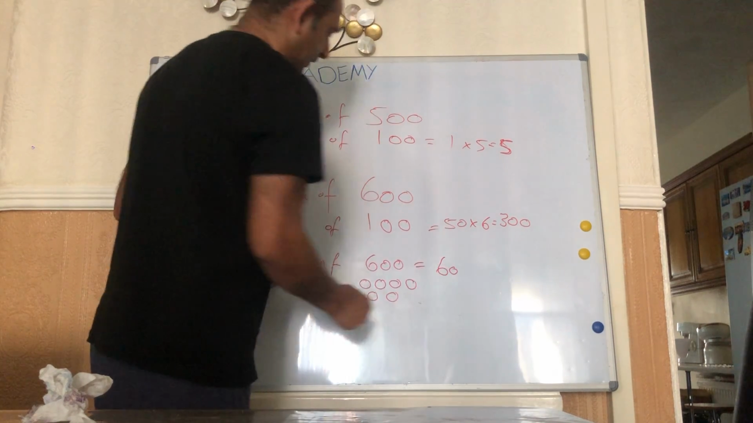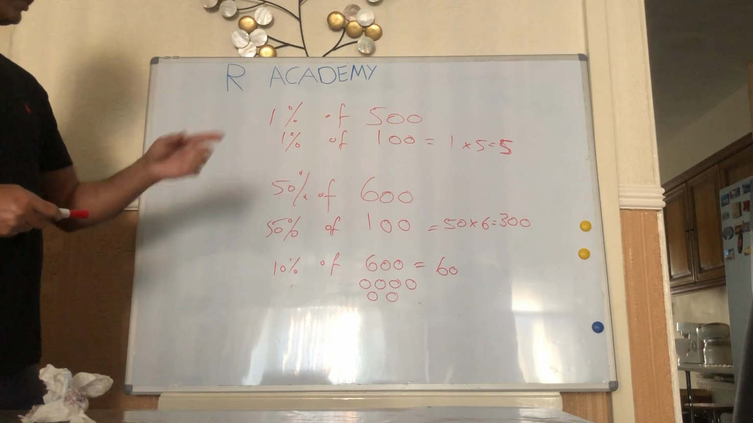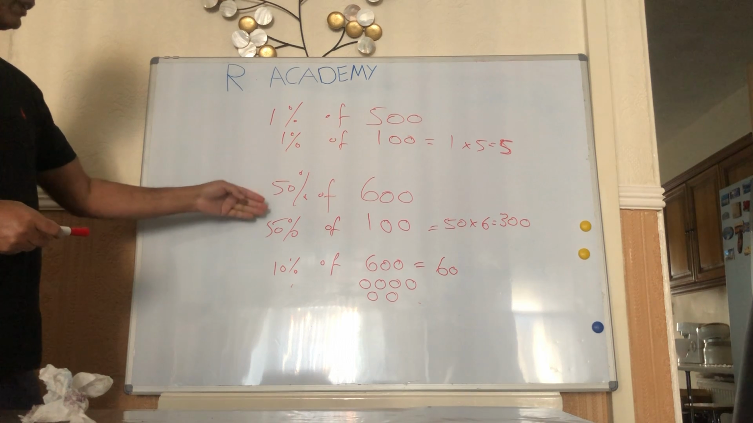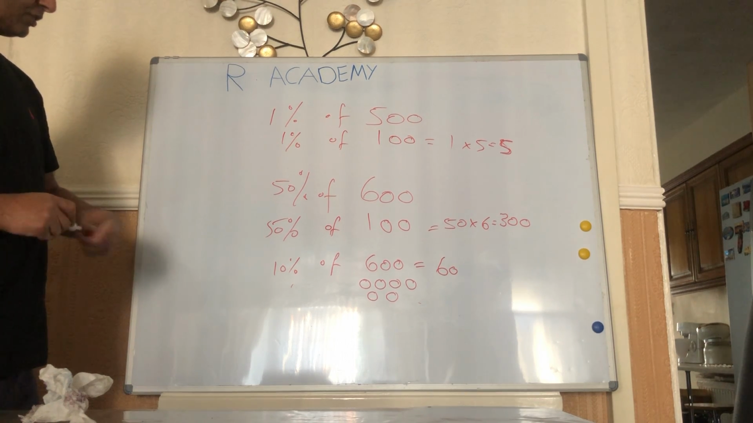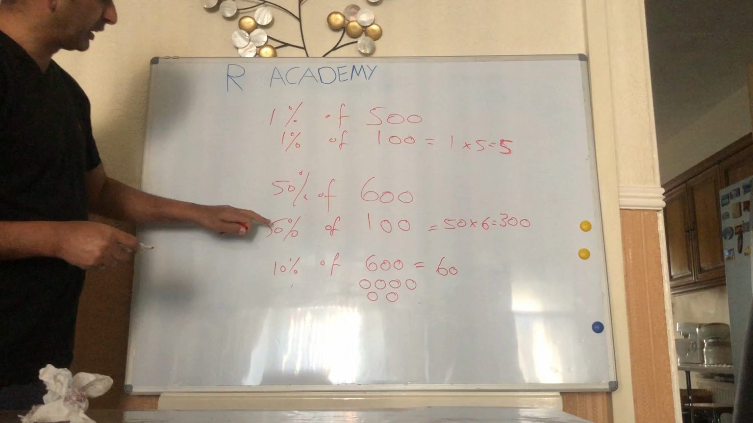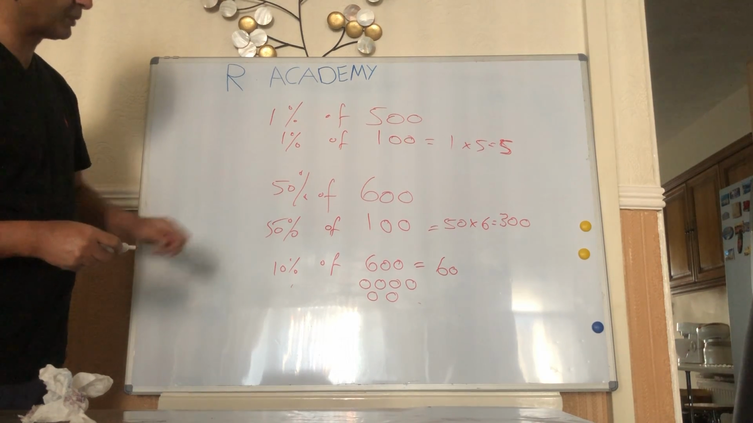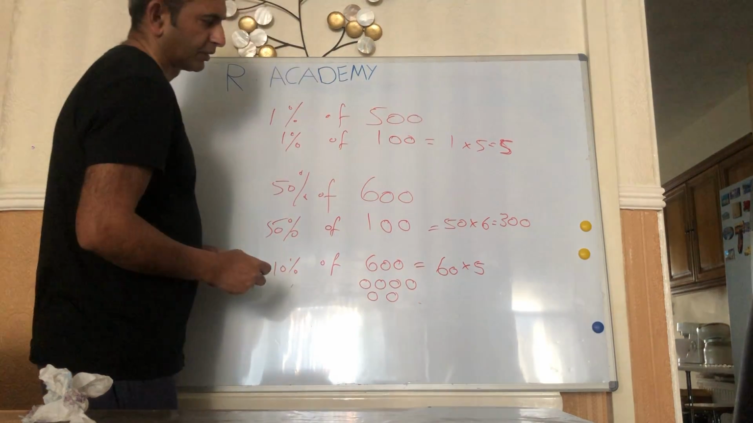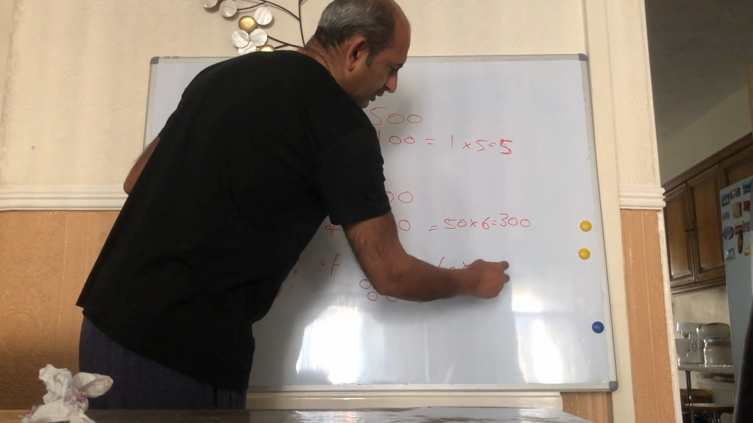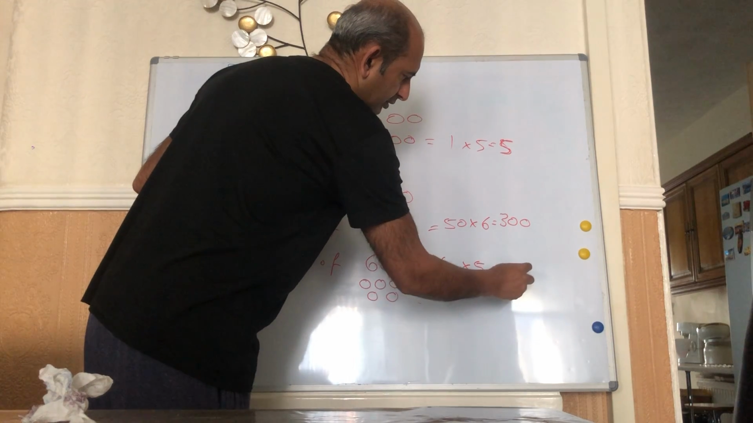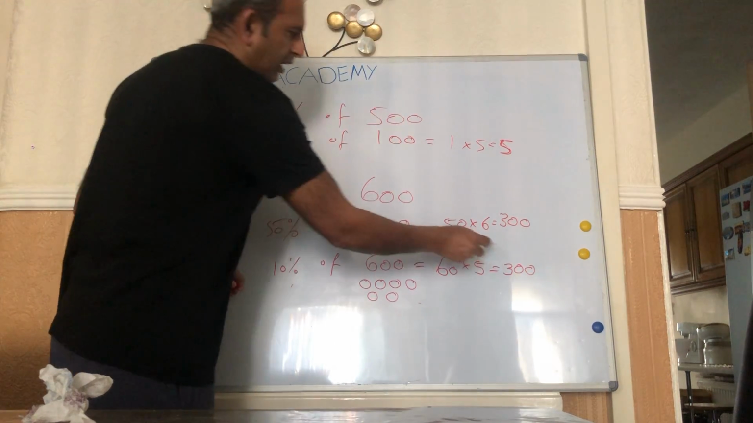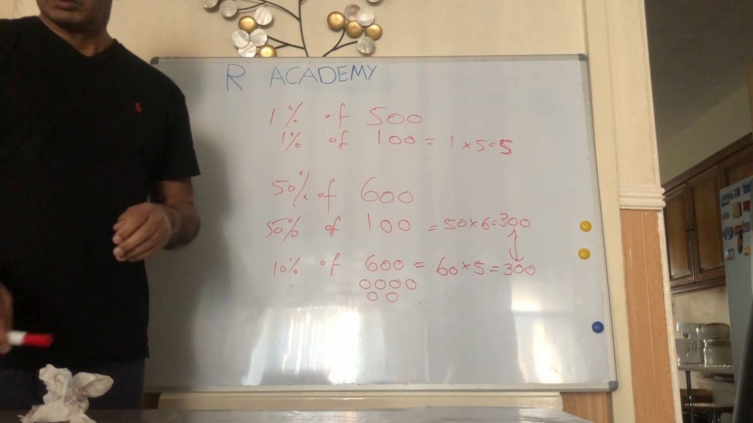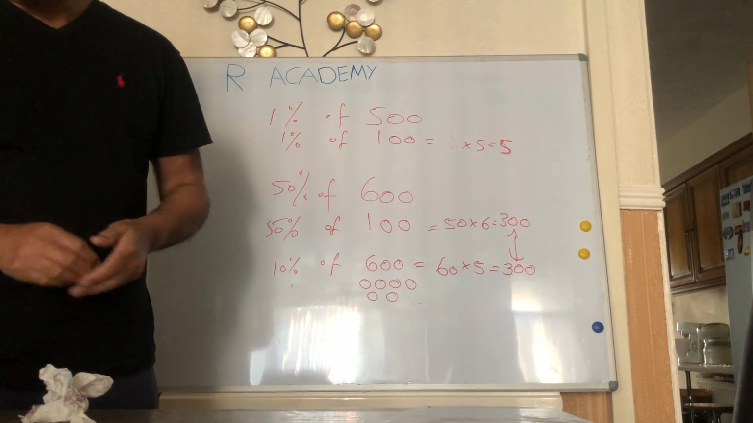60. Okay? Now that we've got 60, the question actually was, what is 50%? So now we have to times that figure by 5 to get 50%. So 60 times 5 equals, 6 times 5 is 30, so 300. So now we've got the same answer. I hope you understand that now.